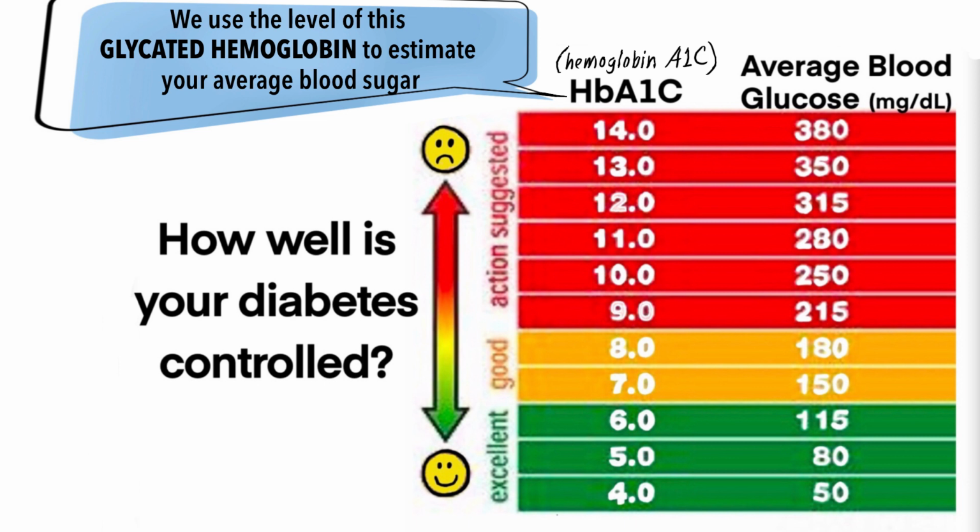A higher level of glycated hemoglobin in the body typically indicates a higher average blood glucose level over the previous 2 to 3 months. This is the average lifespan of a red blood cell containing hemoglobin proteins.